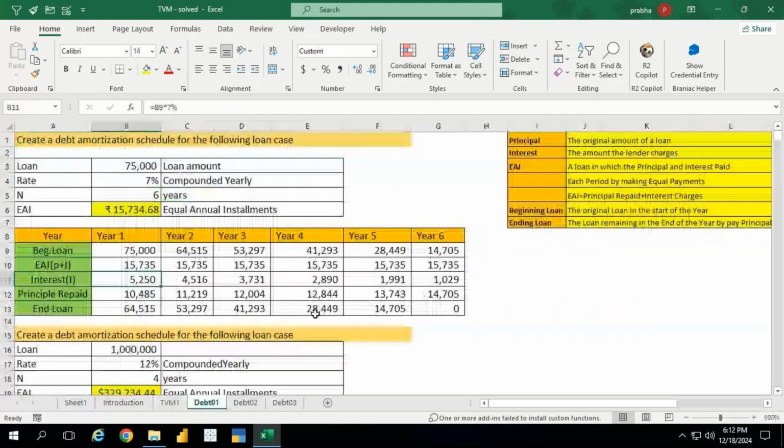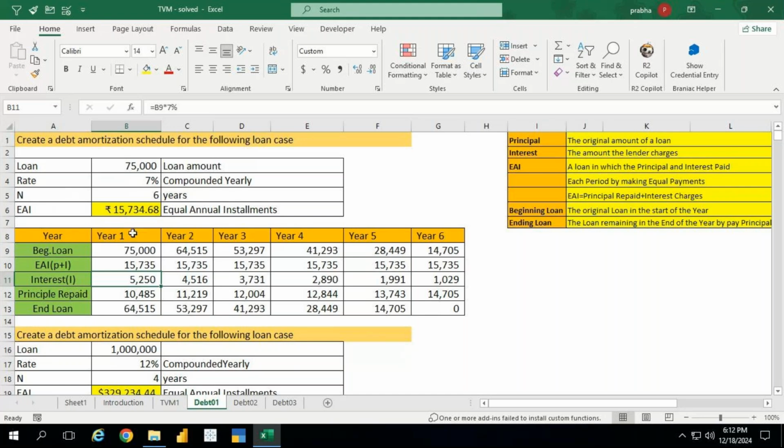Okay, coming to debt amortization. Debt amortization means, whenever I have debt, how the calculation will be done when I am clearing that loan. Here I am talking about a loan amount of 75,000, rate of interest is 7% and NPER is 6 years. I need to calculate the EAI, wherein I will be paying the debt annually. Yearly once I am going to pay, and I am going to take 6 years of time period in order to clear this loan.